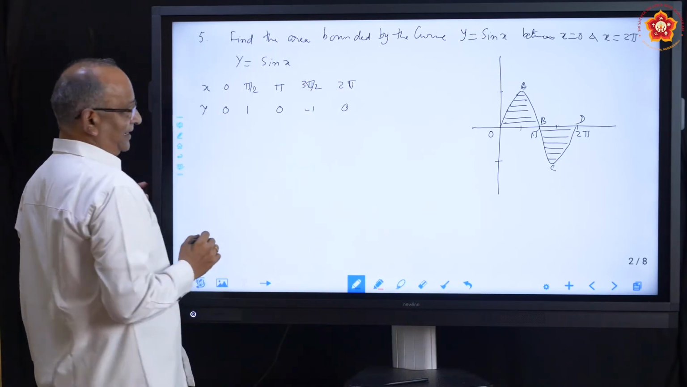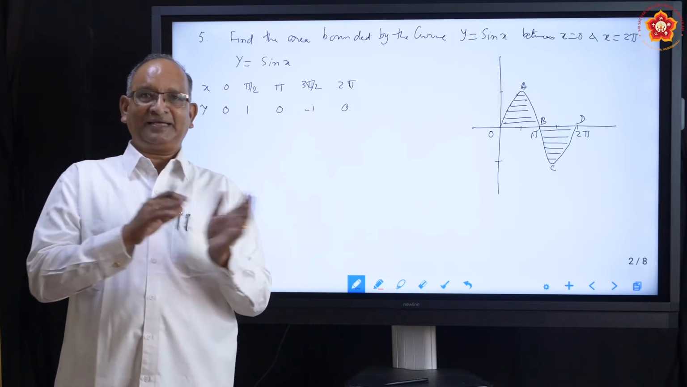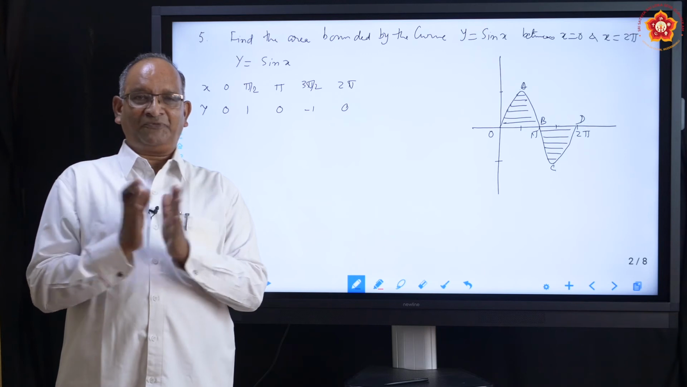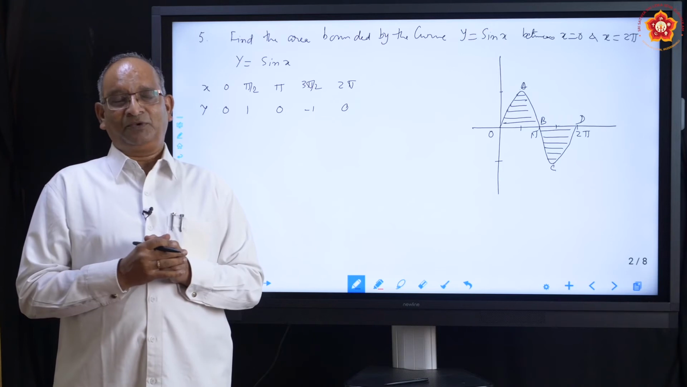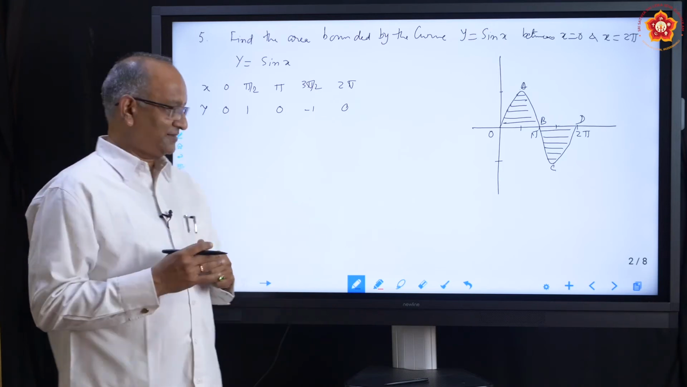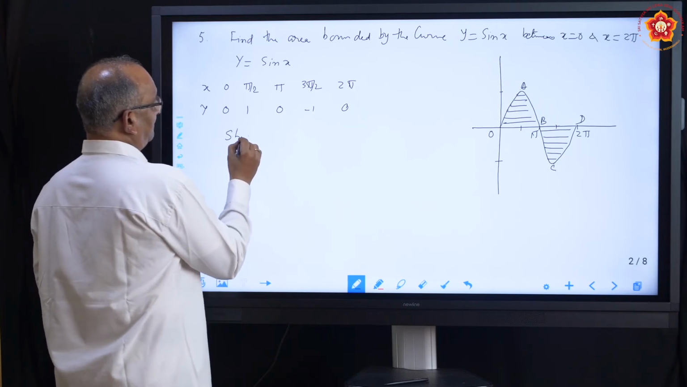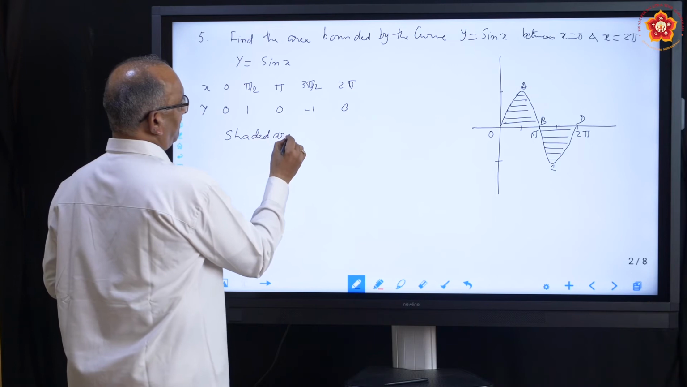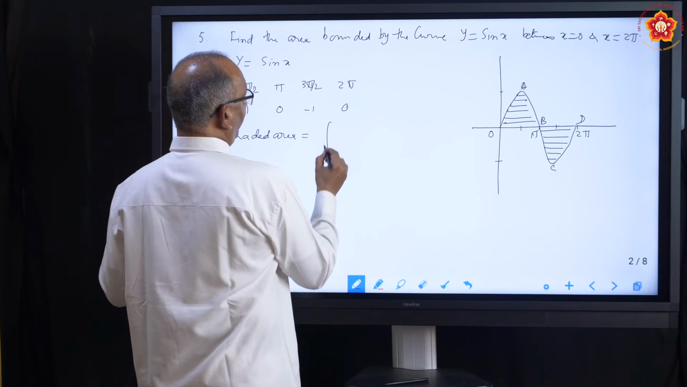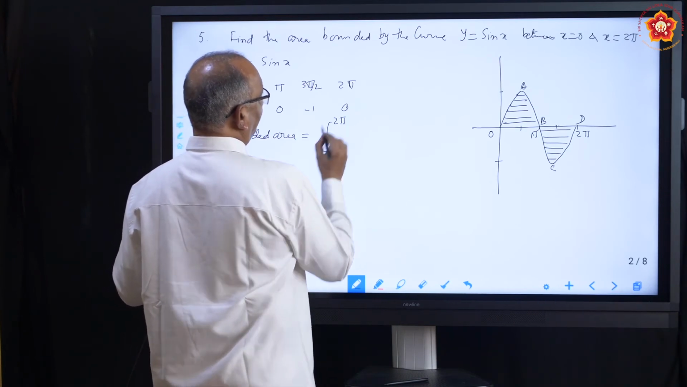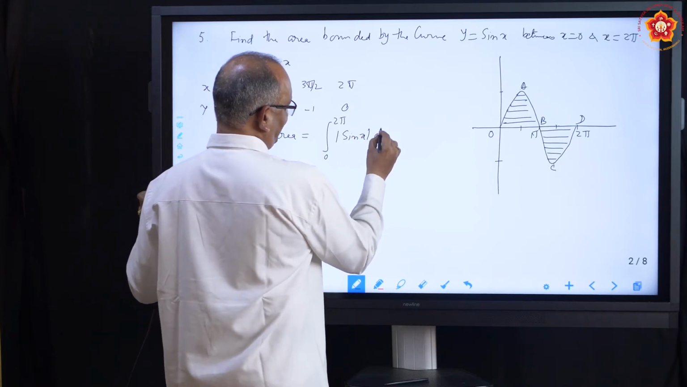So how do you calculate the area? You can see that whatever is the area above, it is the same below. So if you add both, you will get 0 because one will be positive, another will be negative. So what is the way out? We take the modulus. So we will say shaded area equal to integral from 0 to 2 pi of modulus of sin x dx.